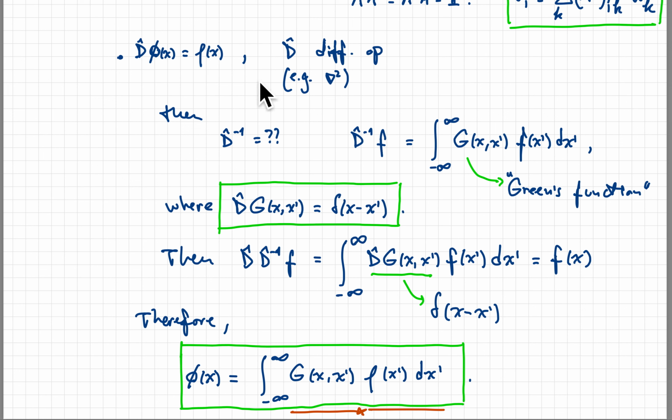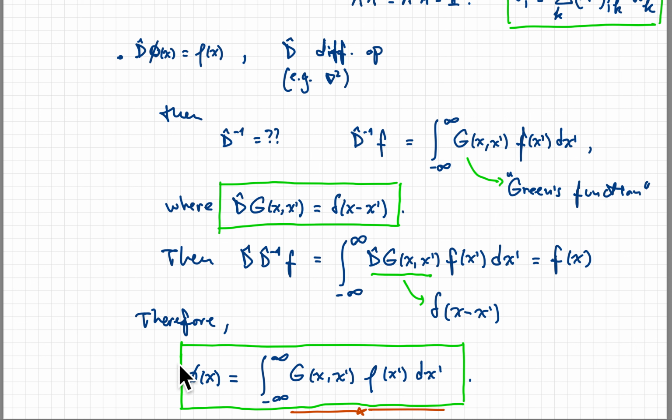So the inverse applied to rho, here's the inverse applied to f. I use f here, but imagine that this is rho, and so that's what I wrote down here. The inverse applied to rho is just phi, is what we're looking for, and it's the integral over minus infinity to infinity of g of x comma x prime rho of x prime dx prime. And that's the general solution for our problem.